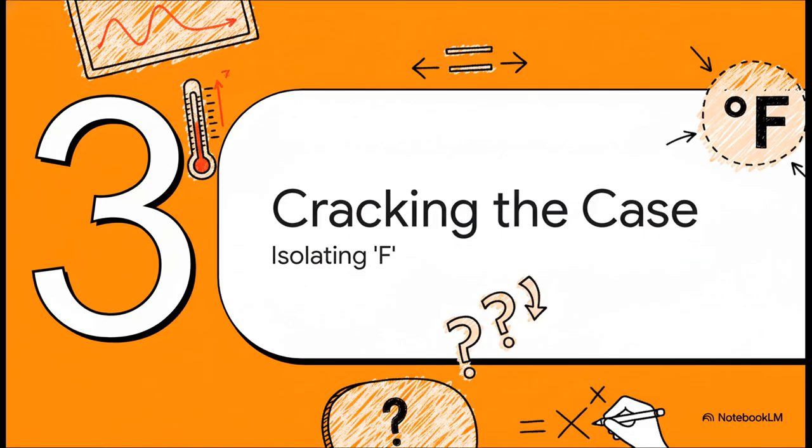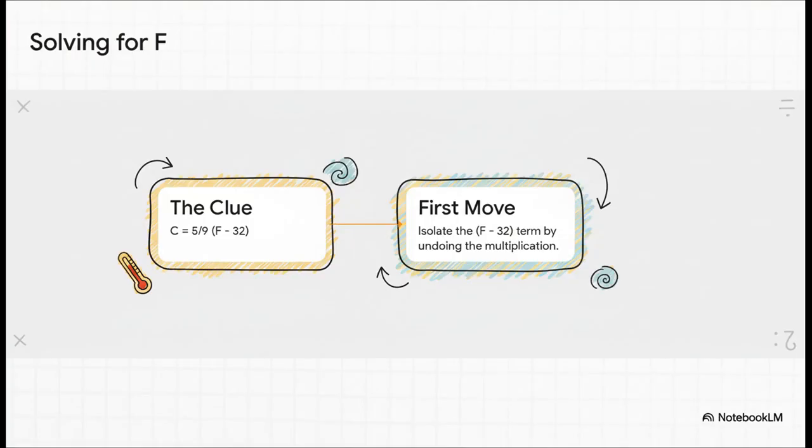All right, let's do this. We've got our clue, we've got our tool. It is time to solve this thing. We are going to apply the properties of equality step by step to get that F for Fahrenheit all by itself. Okay, so here's our starting point. The F that we want is kind of trapped inside those parentheses, and the whole thing is being multiplied by that fraction, 5/9. So our first logical move has got to be to get rid of that fraction.